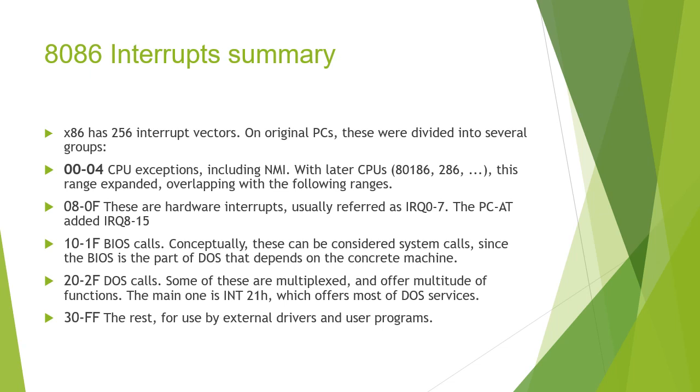They provide the DOS API in order to perform the various DOS functions, like reading a character or a string from the standard input, with echo or without echo. Then you can write something to the standard output, or write a string to a printer. All those DOS functions have sub-functions within these DOS calls, 20 to 2F. And 30 to FF is used by external drivers and user programs.